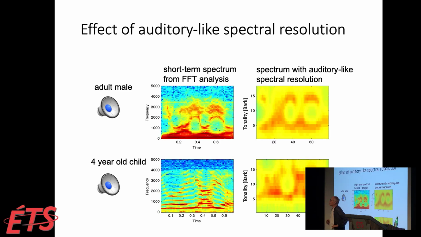What is the advantage of this auditory-like warping? Auditory-like warping makes the speech of different human beings more similar. Here we have the spectrum of the male and the child, and you know, the male spectrum looks very different than the children's spectrum, and these two things basically say the same.